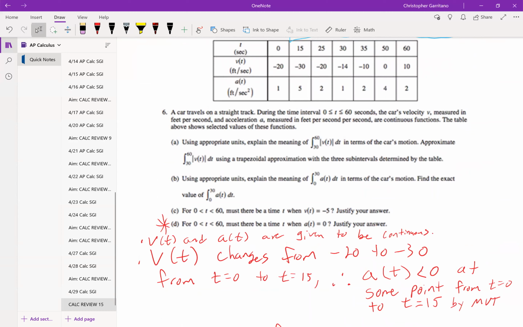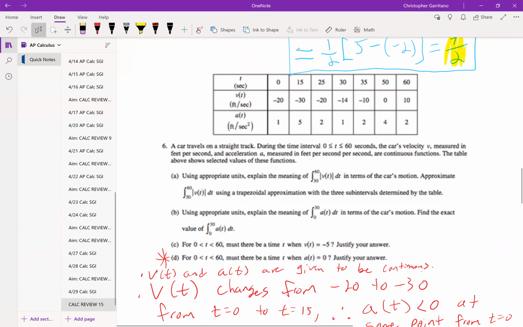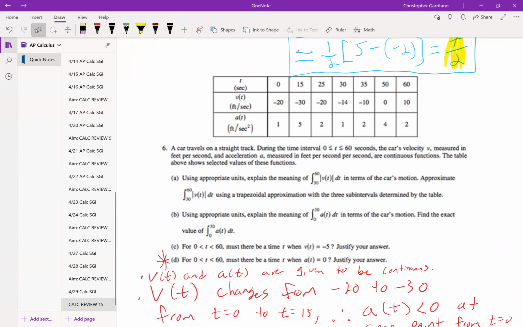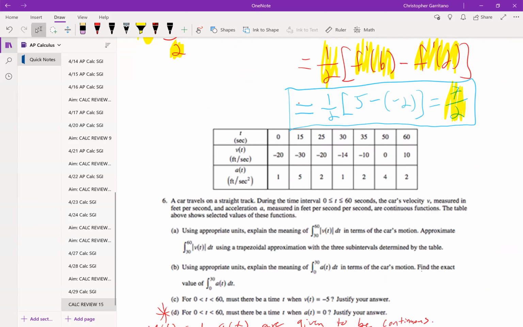This one's kind of long. Part D. For this interval, for some t between 0 and 60, must there be a time where a of t is equal to 0? So this one's a little tricky. You're given a table of values with a whole bunch of values of a.